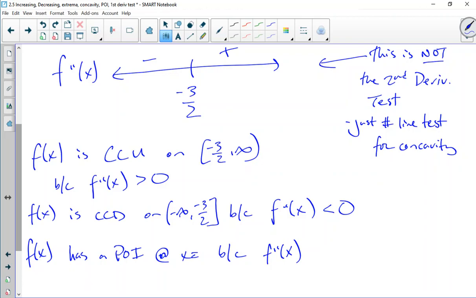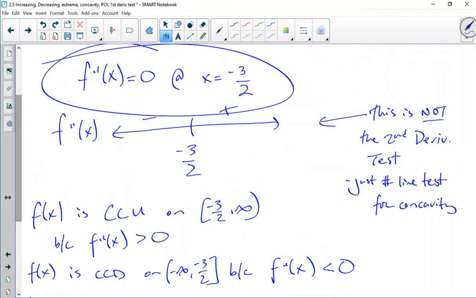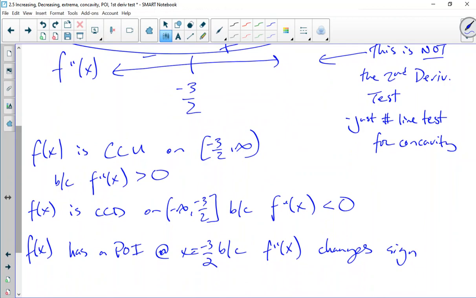So I guess before we say f of x has a point of inflection, does f of x have a point of inflection? Yes, at x equals, because f double prime of x equals 0 and changes sign, yes. We can just say because it changes sign, because we've already said that it equals 0 up there. But we can also say this.